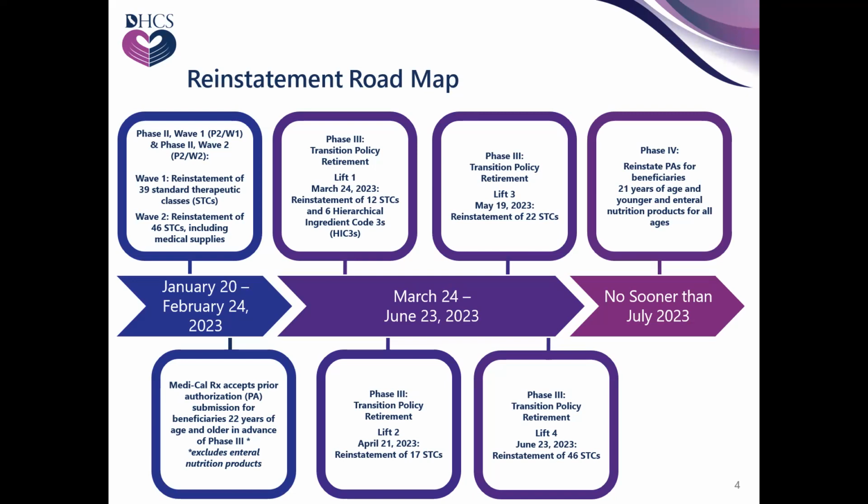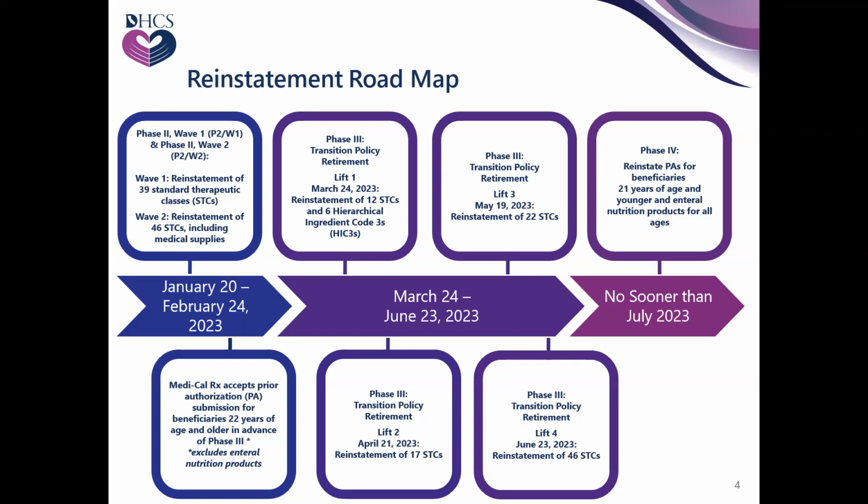On January 20th, Phase 2, Wave 1 went live with the reinstatement of 39 STCs for New Start only. February 24th, Phase 2, Wave 2 went live with the reinstatement of the remaining 46 STCs, including medical supplies, as well as PA submission in advance of retirement of the transition policy.